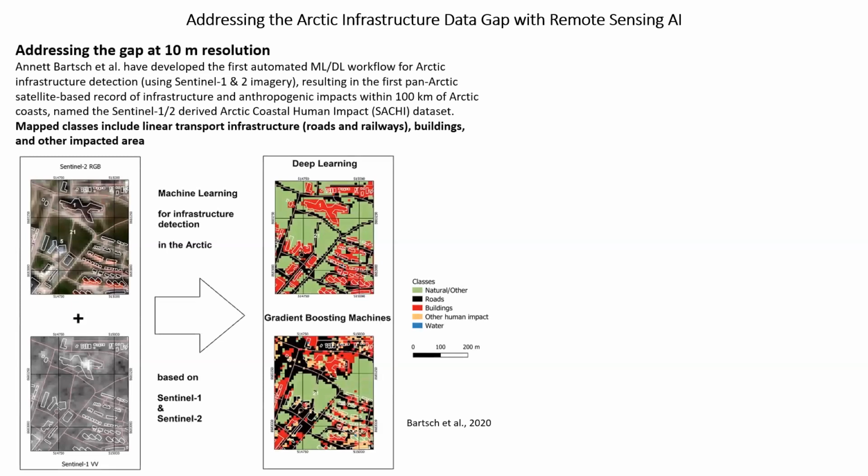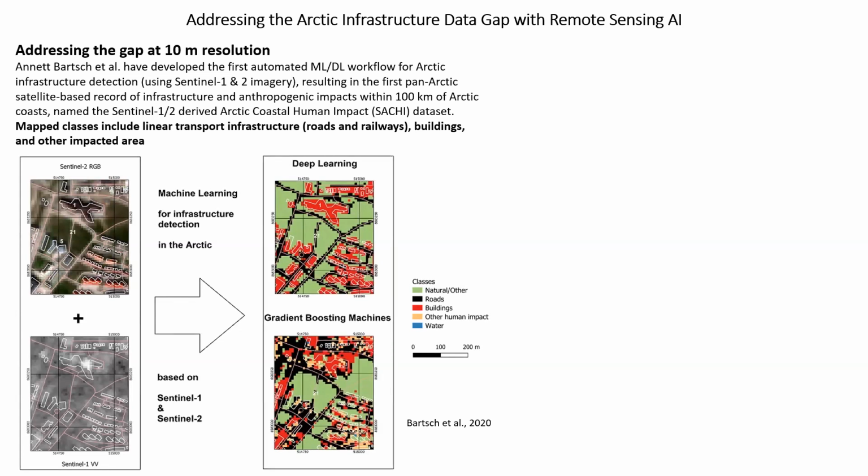And this was done by Annette Barsh and her co-authors, who developed the first automated machine learning deep learning workflow for Arctic infrastructure detection using Sentinel-1 and Sentinel-2 imagery, right? So this was done at the 10-meter spatial resolution. And this results in the first pan-Arctic satellite-based record of infrastructure, and they call this data set the Sentinel-1-2 derived Arctic coastal human impact data set.